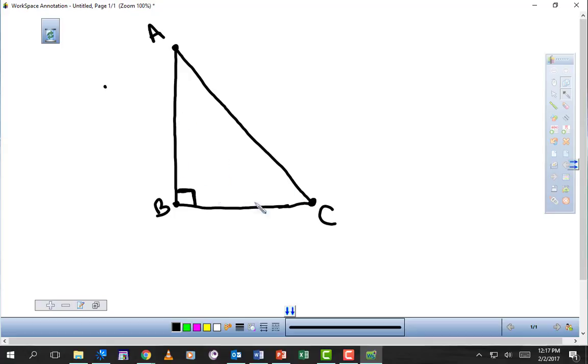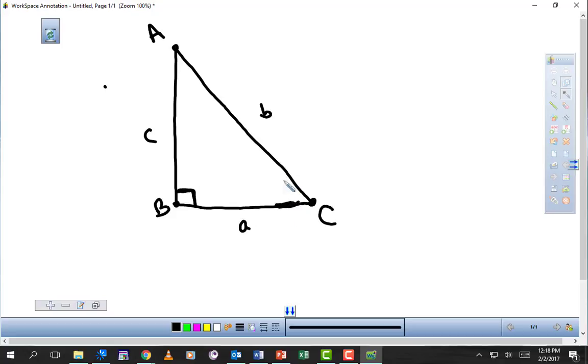Now, you have to learn how to name the sides correctly. On the sides, we're going to use lowercase letters. I'm going to say little a goes here, little b goes here, and I'm going to put little c over here. Now, the question is why? It's a good question.